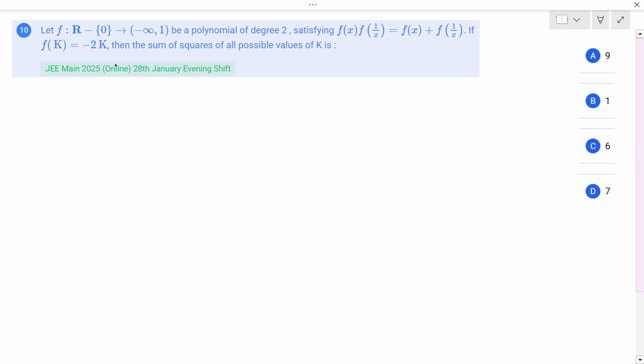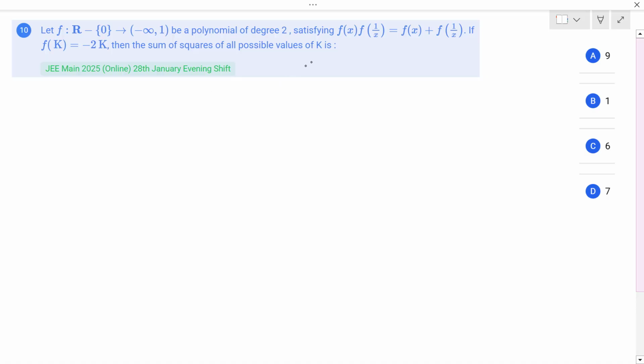Hi amigos. So he has given a question about the function. He has given some function involving some terms and he is saying that f of k is equal to minus 2k, then sum of the squares of all possible values of k. Okay, done. I can see clearly that it is more of a functions question than a quadratic question.